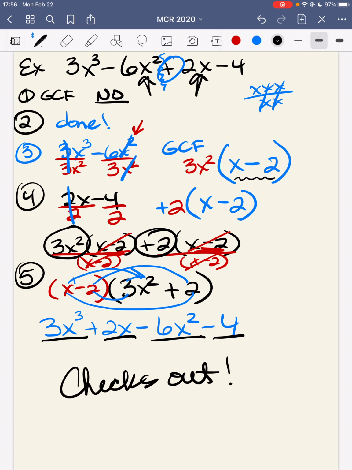Okay, so this is factoring by grouping. It's always done with 4 terms. All right, we're going to do a few more examples, and we're going to go through the steps again. I encourage you to try the next couple, and then go ahead and see if you got the same answer.